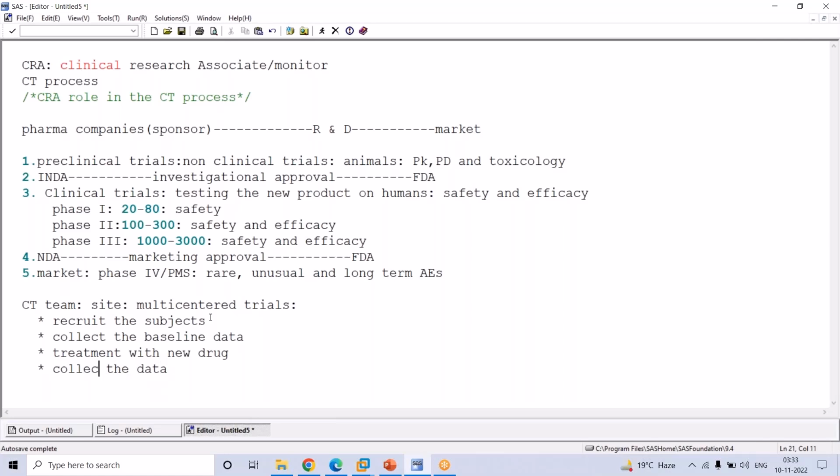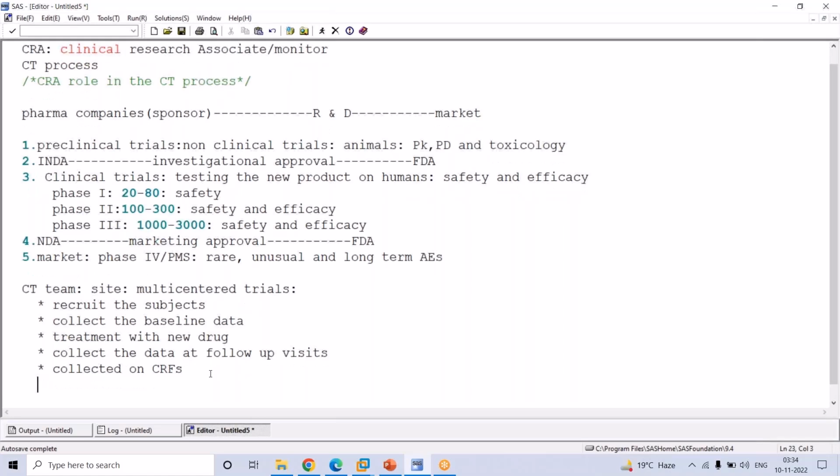This entire data will be collected on forms called case report forms. In different follow-up visits, they collect the data. Your entire data, before the treatment and after the treatment, will be collected on case report forms. Case report forms are data collection tools, available in paper and electronic, which are used to collect the data as per the protocol. So this is what exactly the clinical trial team does.